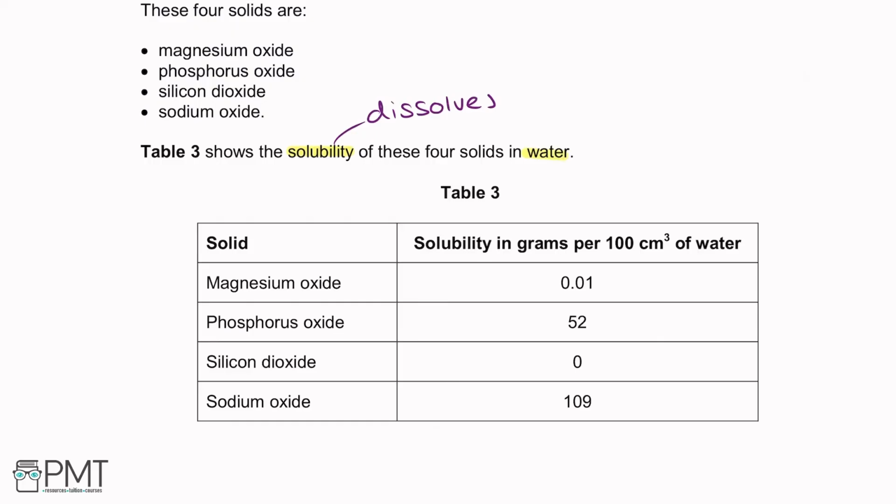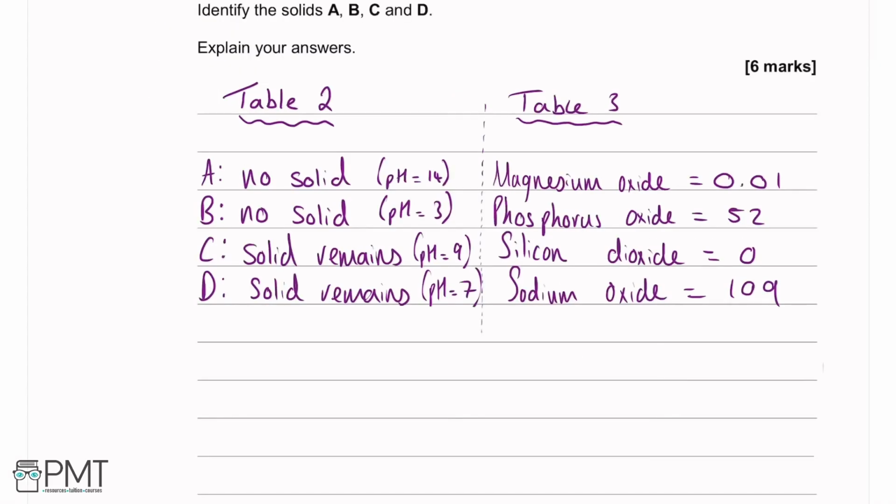For phosphorus oxide, it's 52 grams per 100 centimeter cubed. Silicon dioxide has a value of 0. So silicon dioxide is completely insoluble in water, and sodium oxide is the most soluble with a value of 109. Identify the solids A, B, C and D. Explain your answers. So what I've written here in the purple is I've just copied out the information from table 2 and table 3. So let's start by thinking about D.